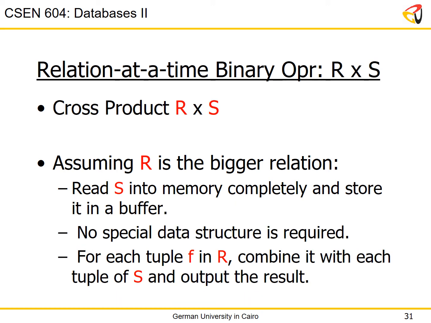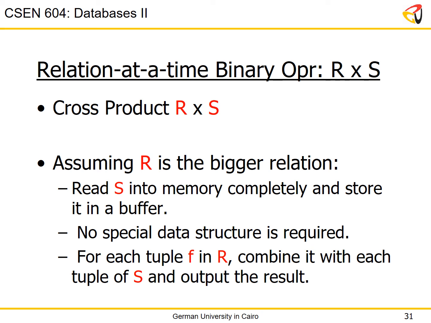What about a cross product? Okay? This is what we're going to do. Again, read it into memory. Now, a cross product is a blind match, as we mentioned before, so I'm not going to do any kind of search. So what I'm going to do is, for each tuple in R, I will combine it with S and output the result.